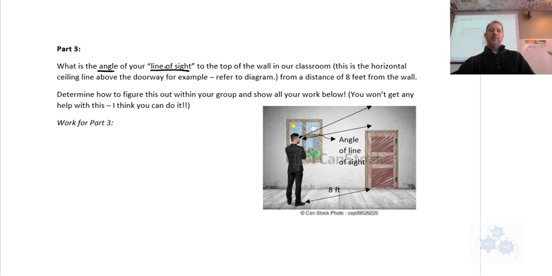So the angle of the line of sight to the top of the wall in our classroom. So this is what you're going to try to find right here. This angle right here from the horizontal. So however the height of your eyes off the ground, okay, you see that? From the horizontal up to the base of the ceiling there, on the top of the wall. So I want you to find this angle of elevation here, or this angle of your line of sight.